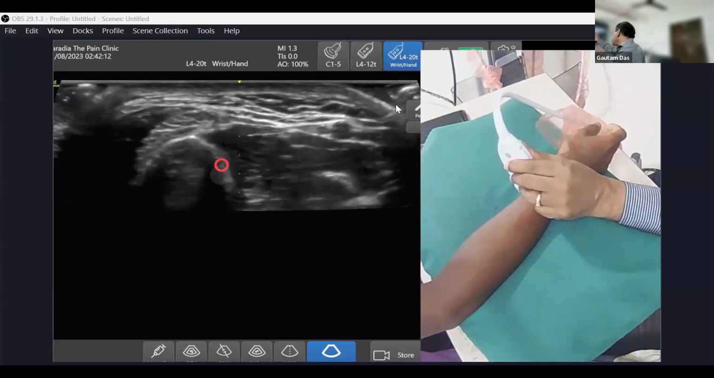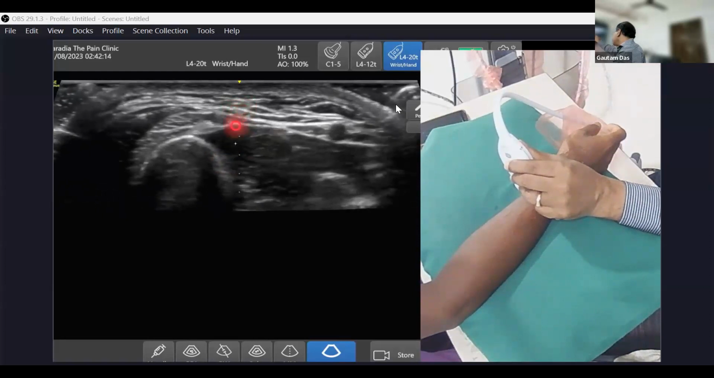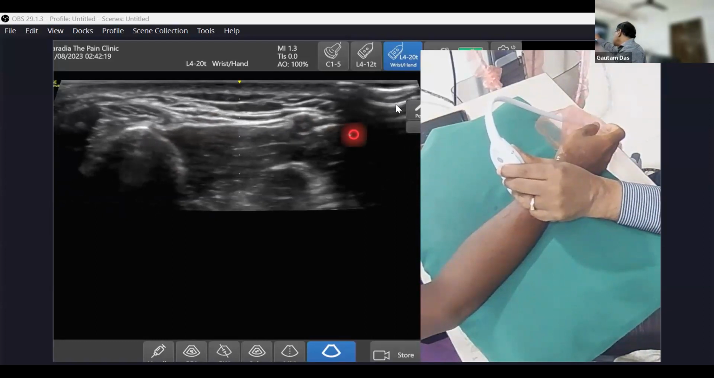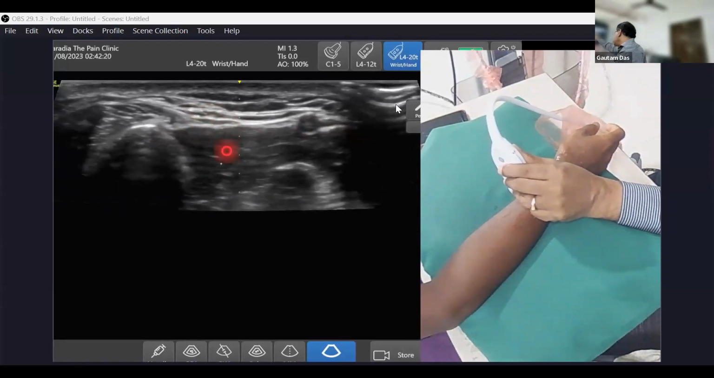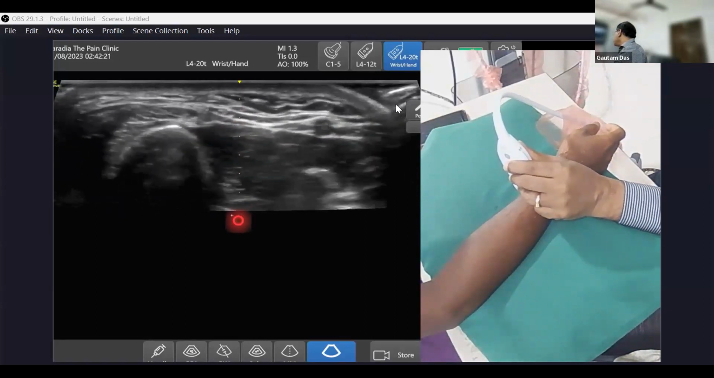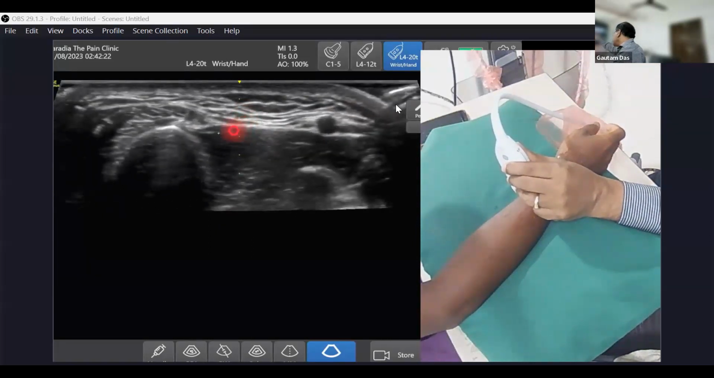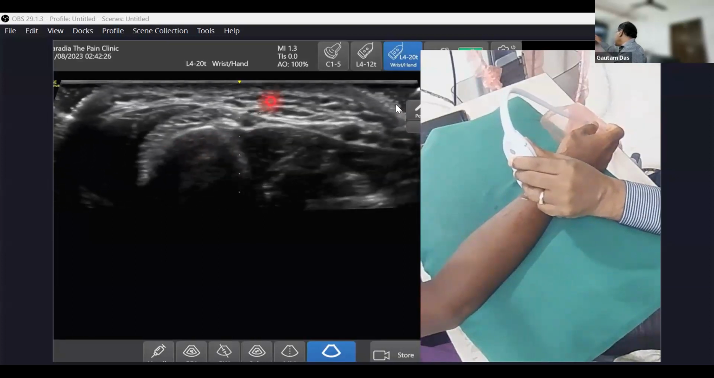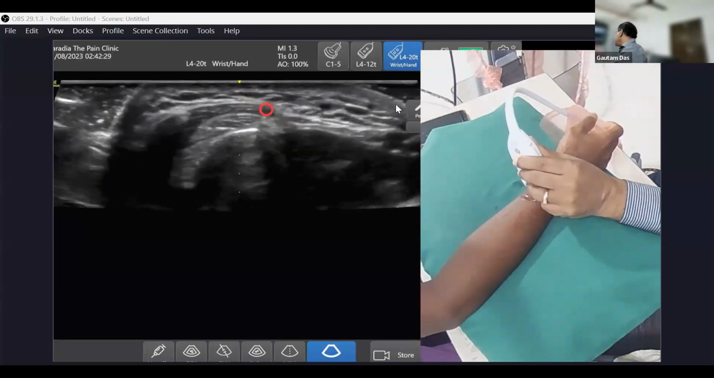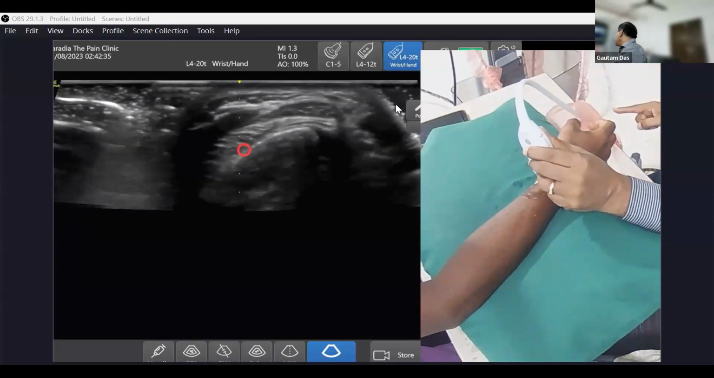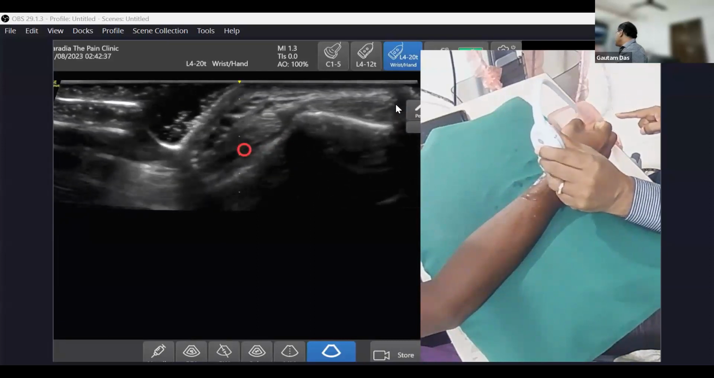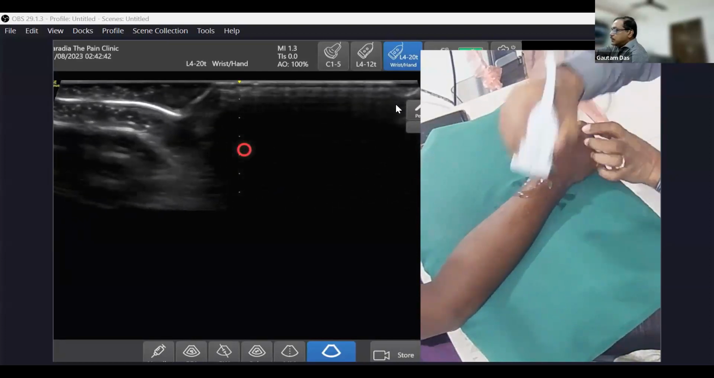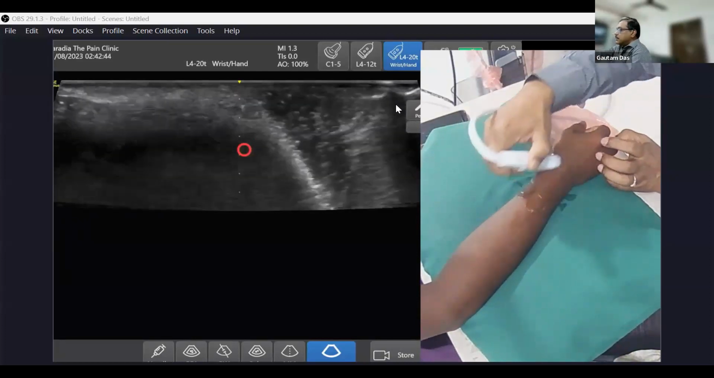This was your nerve, seen between the radius and the artery. If I'm going more proximally, this was your nerve, and the nerve gradually goes more towards the bone. So this was your superficial branch of the radial nerve, and it will be coming to the dorsal side of the wrist. So now this was your dorsal aspect.